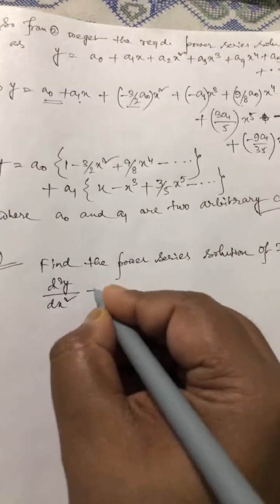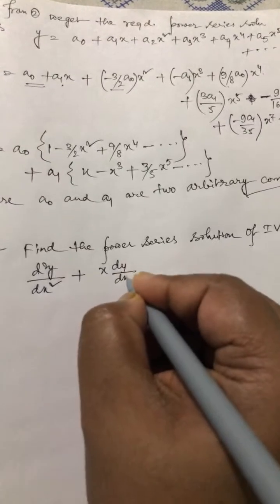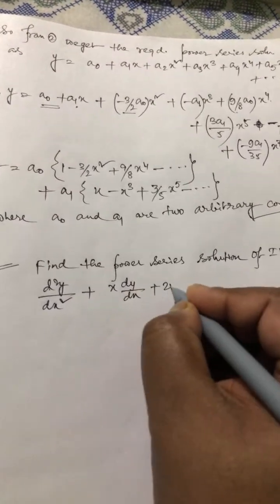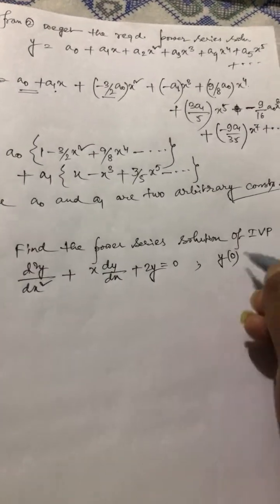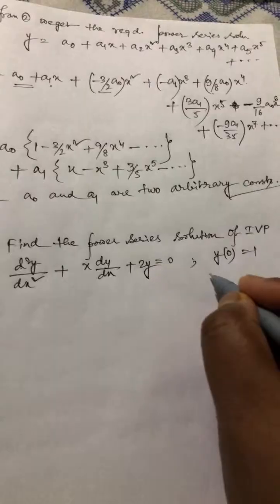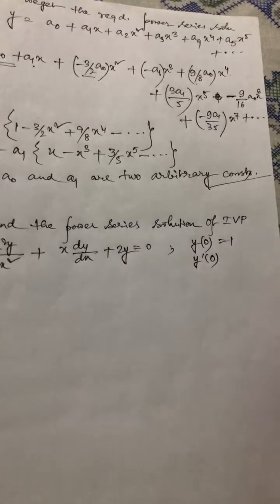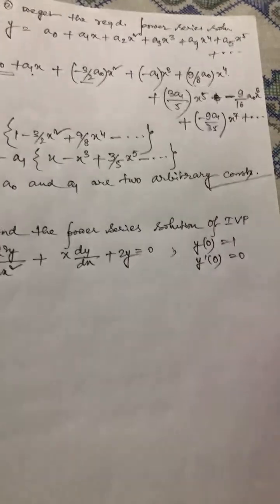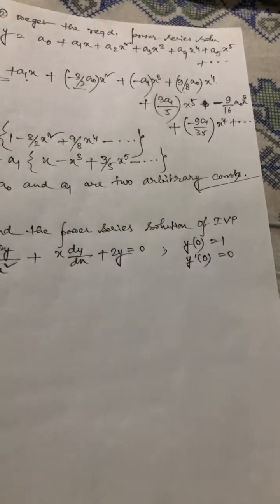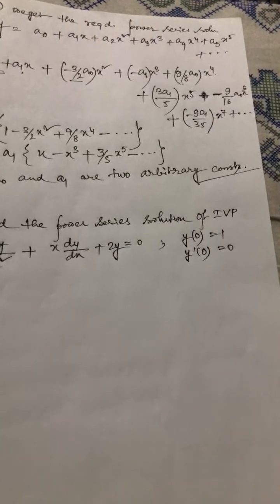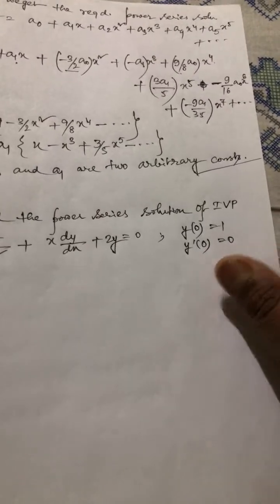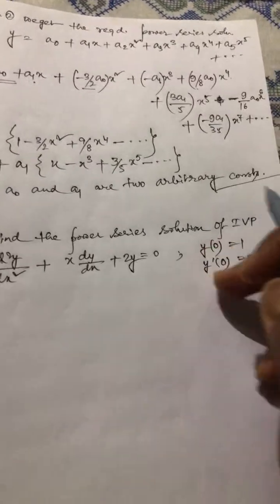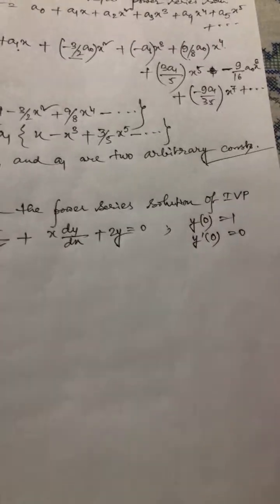d2y dx2 plus x dy dx plus 2y, this is equal to 0, with y of 0 equals to 1 and y dash 0 equals to 0. y of 0 equals to 1 means what? At x equal to 0, value of y is 1, and first order derivative of y, that is also 0 whenever x is equal to 0. So these two conditions will be utilized later on to find out these two arbitrary constants a1 and a0. Okay.